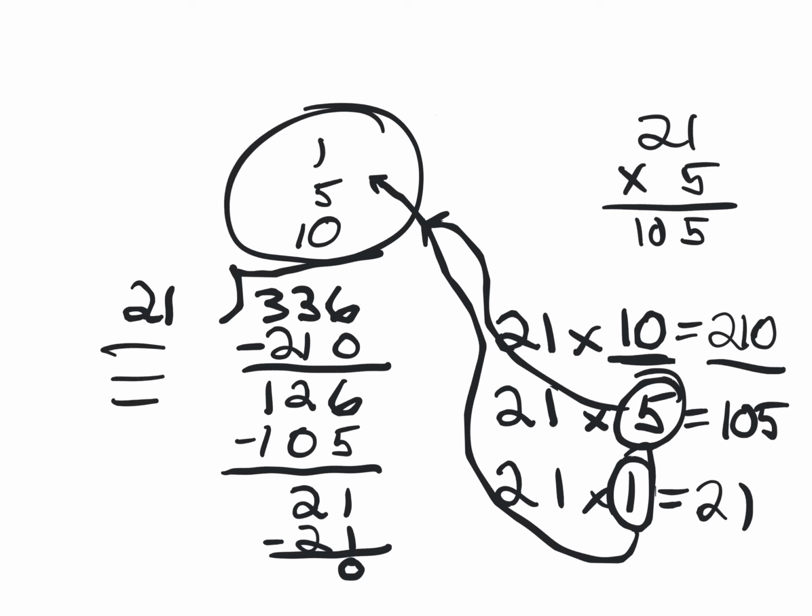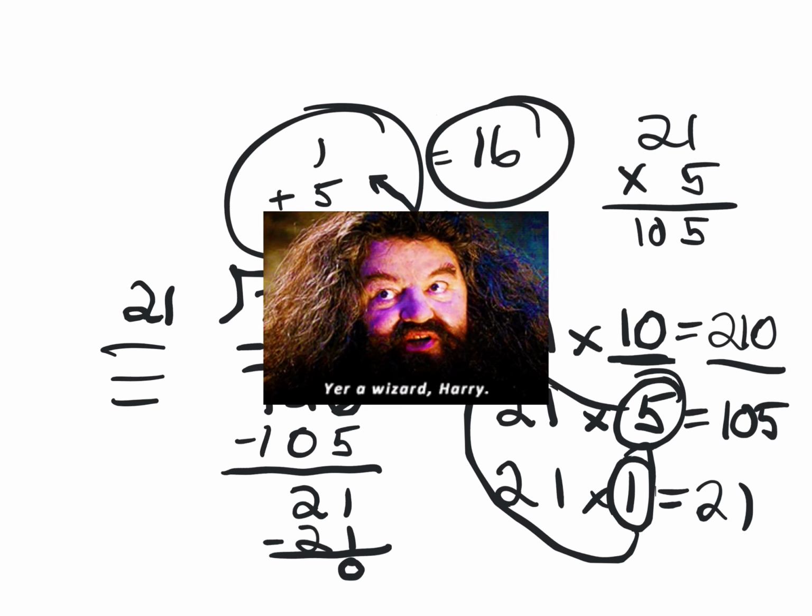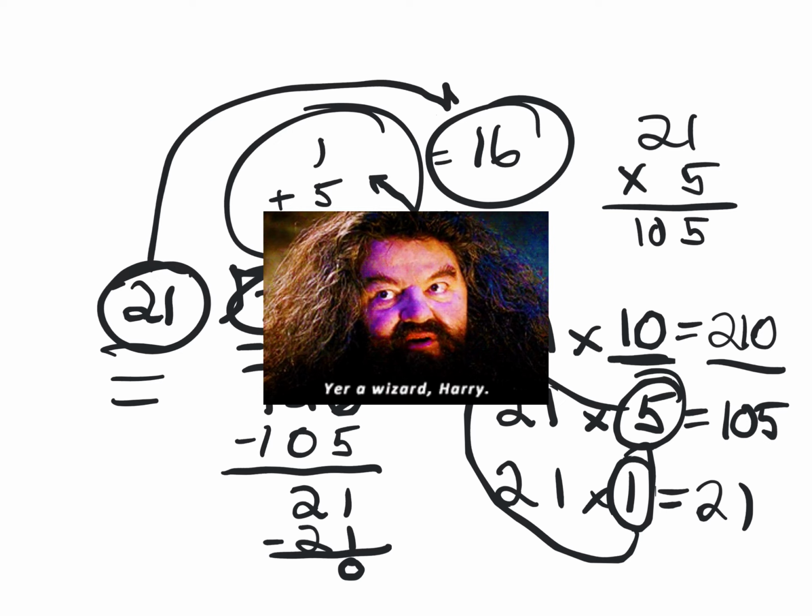So now we have 1, 5, and 10. What do we do with those? Well, they're partial quotients. So we want to add them together. So 1 plus 5 is 6, plus 10 is 16. And guess what 16 is? 16 is our quotient. It's the answer to 336 divided by 21. It gets us 16.